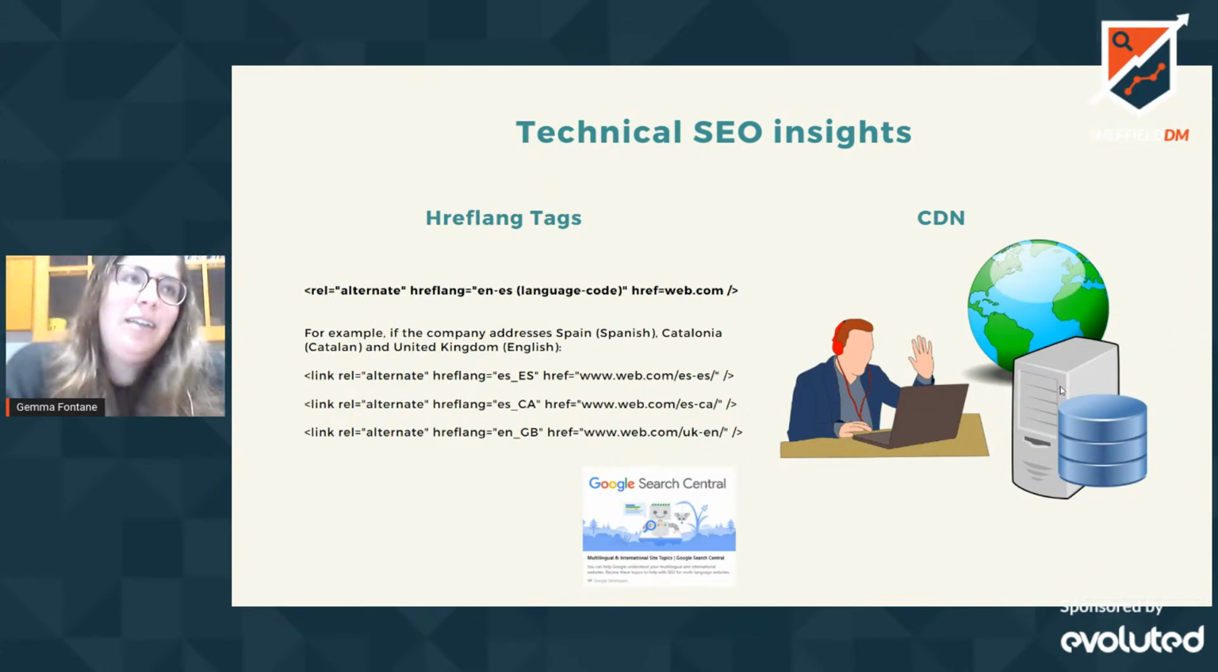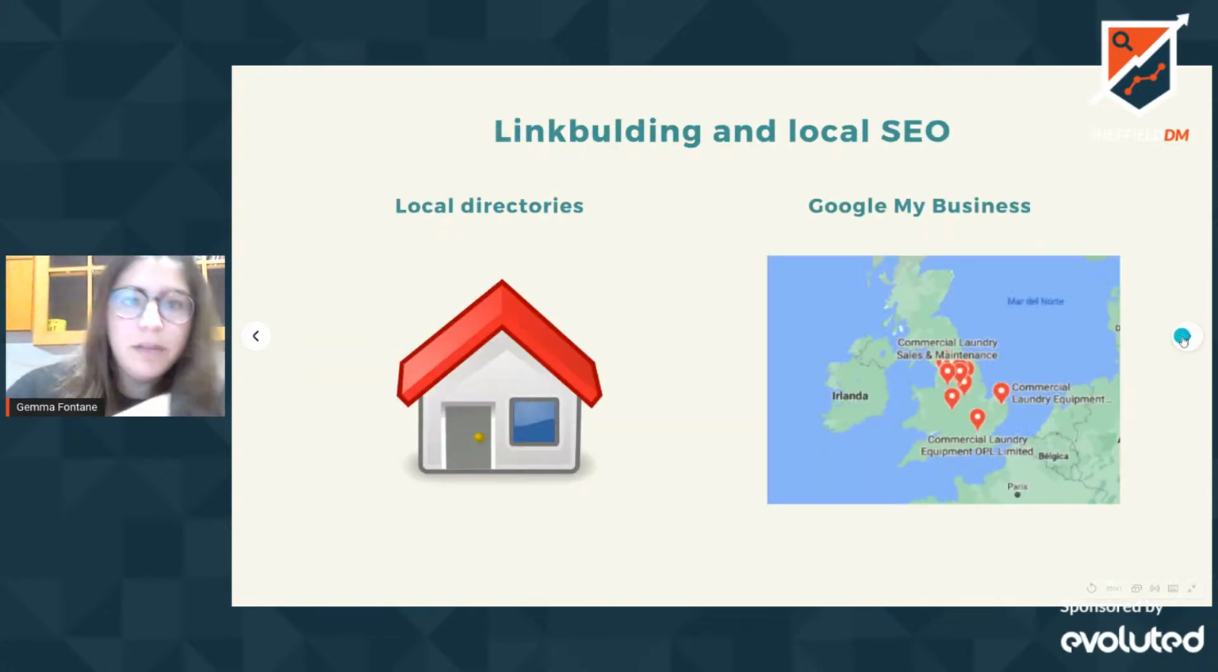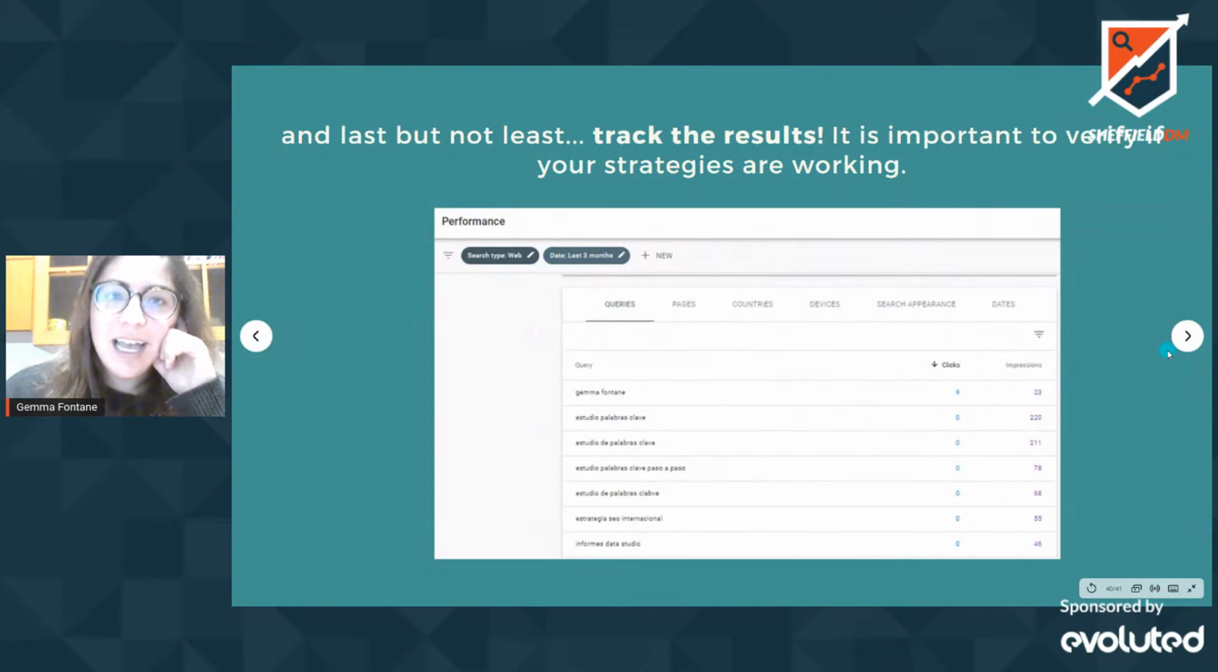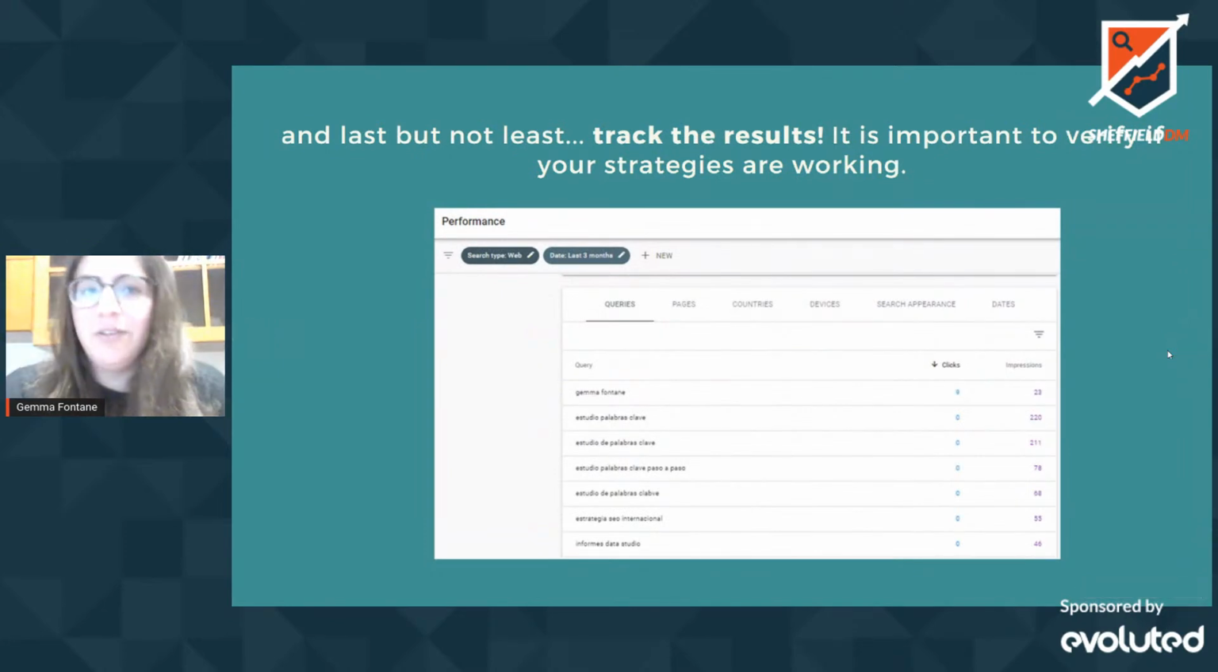I'm not going to talk about this today, but I leave it here for you. When doing an international SEO strategy, remember the technical insights, such as hreflang, which is really important to focus your content in each country. Here you have more information: CDNs or local servers, depending on your websites, local directories and Google My Business, so that people know that you are there in that country. And last but not least, always track your results and see if your strategies are working. And if not, revise and optimize them.